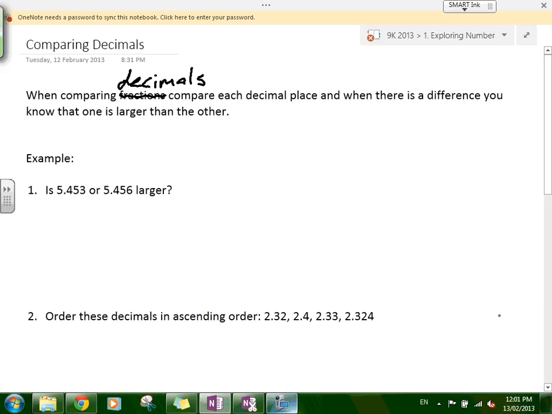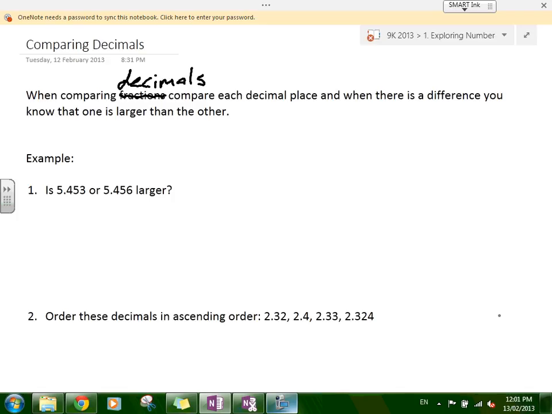So we're talking about comparing decimals. When comparing decimals, compare each decimal place, and when there is a difference, you know that one is larger than the other. Okay, again, you've been looking at decimals for a long time, since primary school, and you know about decimal places. We're just going over it.